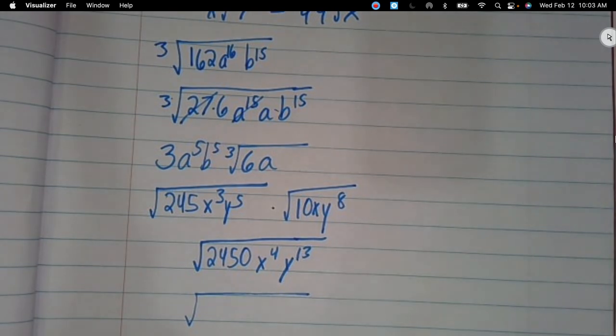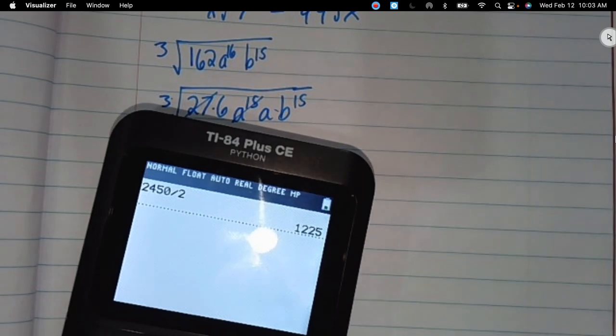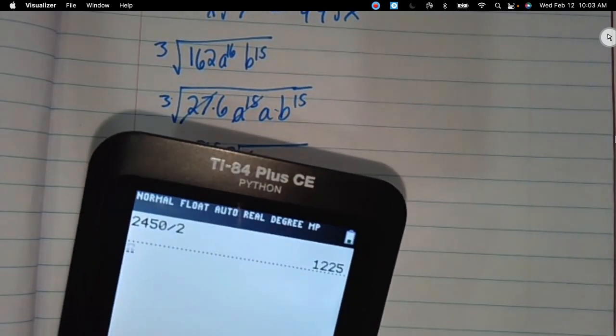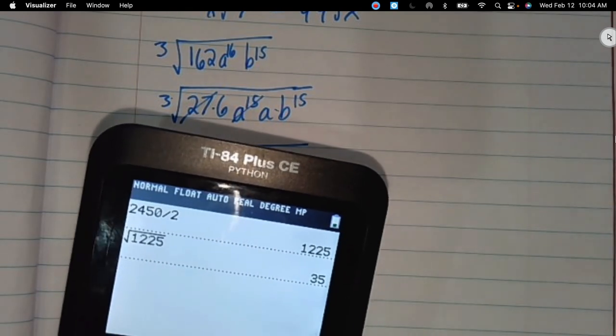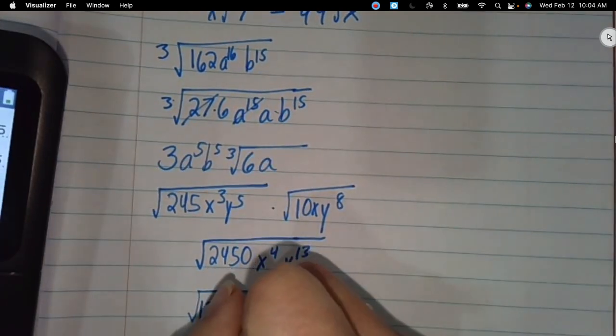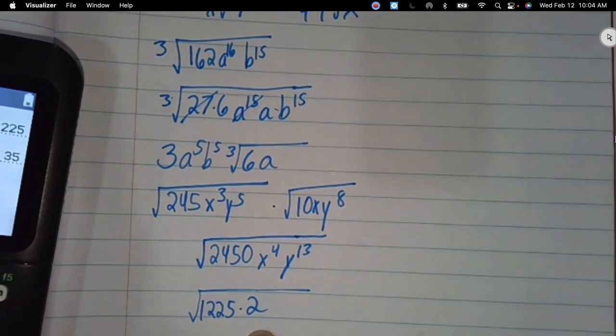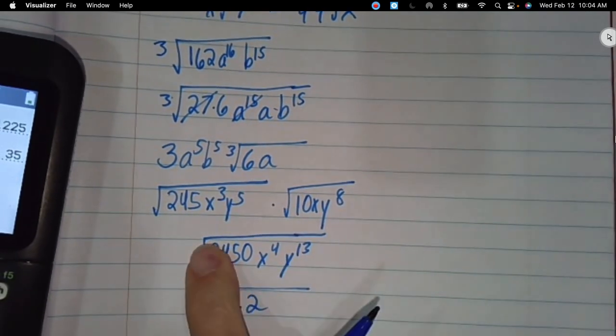You could divide it by... those are weird answer choices. It can't be 49. Let's divide. What's 2,450 divided by 2? 1,225. Oh, I bet that's... what's the square root of that? 35. Oh, there we go. Okay, so there it is. It's 1225 times 2. That's divisible by 2.